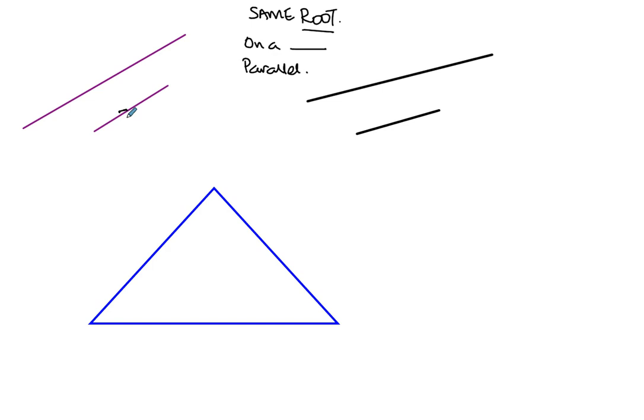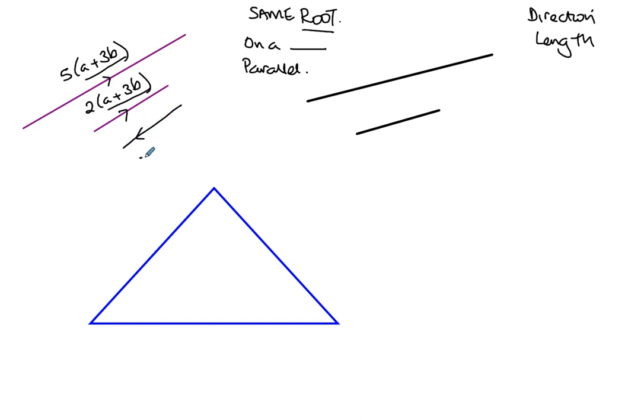So here you could have 2a plus 3b, and this line could be 5a plus 3b. Because you know vectors denote direction and length. So the direction makes them either on a straight line or parallel, and then the length is 5 lots there and 2 lots of a plus 3b there. Always remember, if you're going that way, then it'll be minus 2a plus 3b.